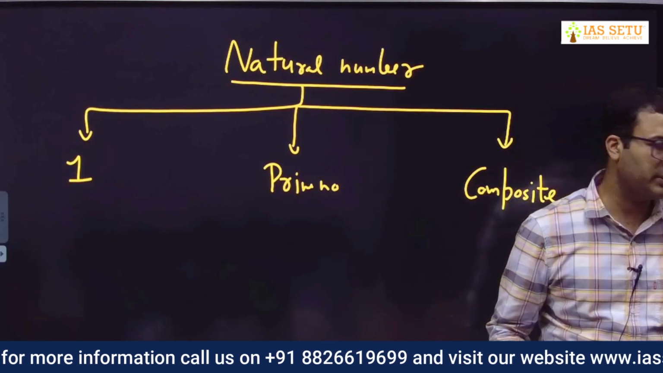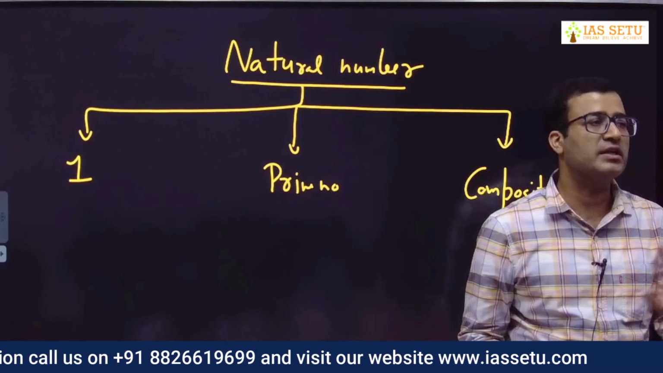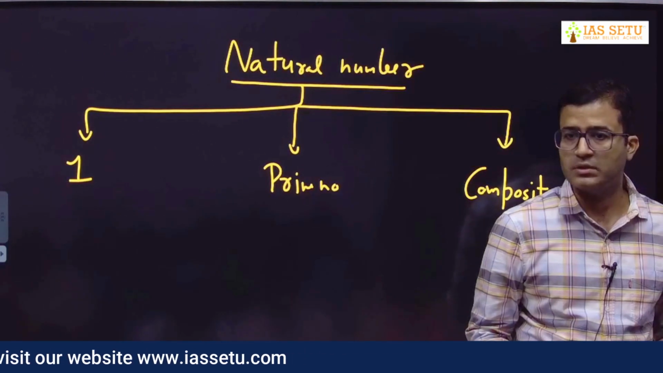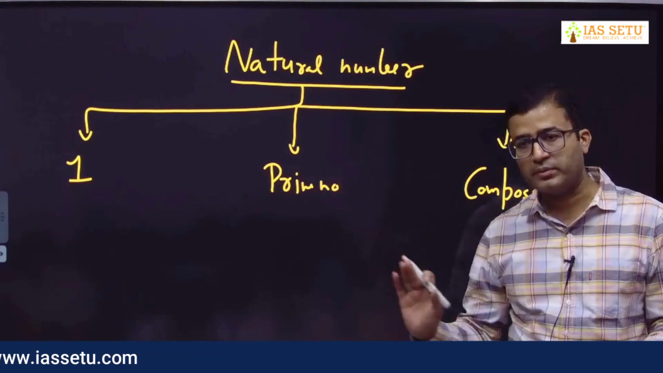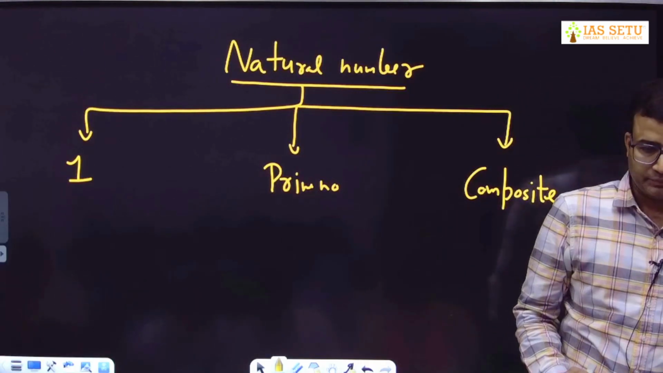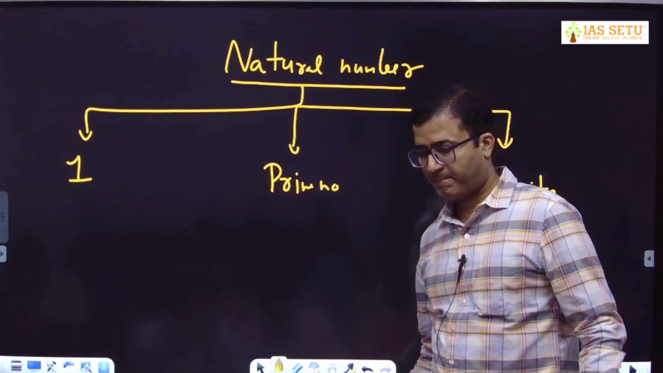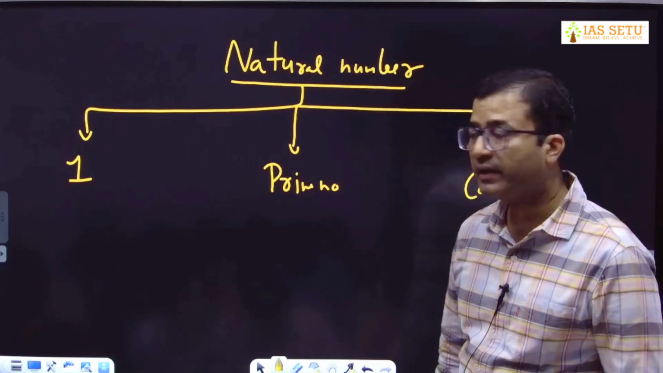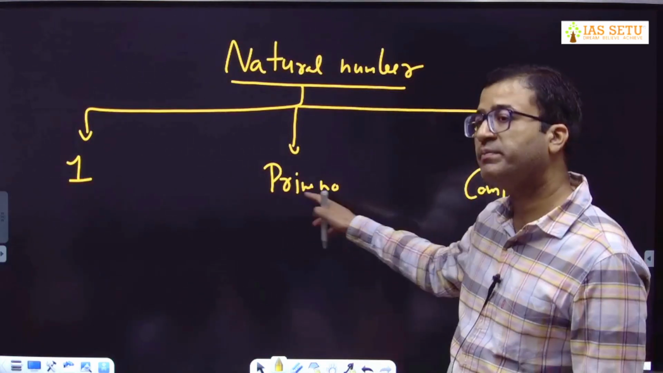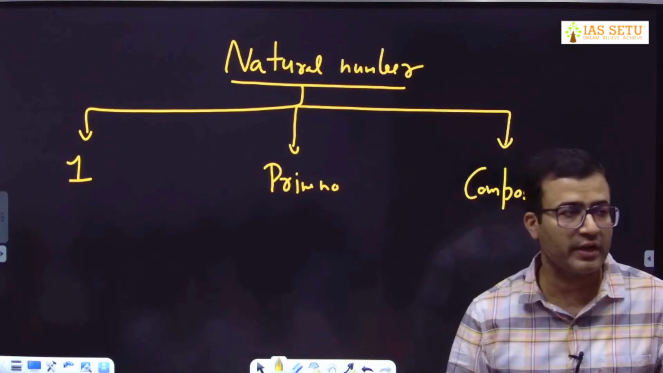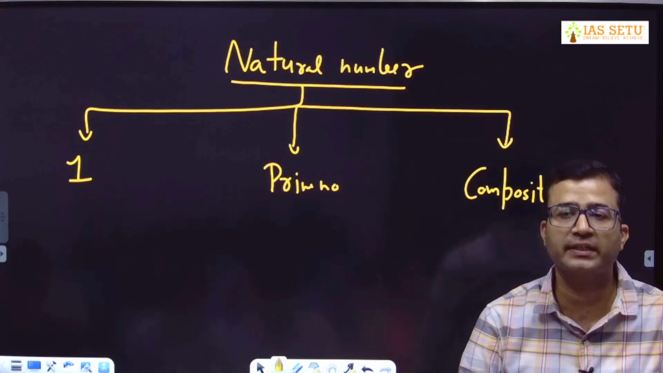Here an online student is saying one is prime, but I say one is not prime. One is neither prime nor composite. One ना तो prime है ना ही composite. Can anyone tell me what is the reason behind this categorization? What have we used as a concept for this categorization?